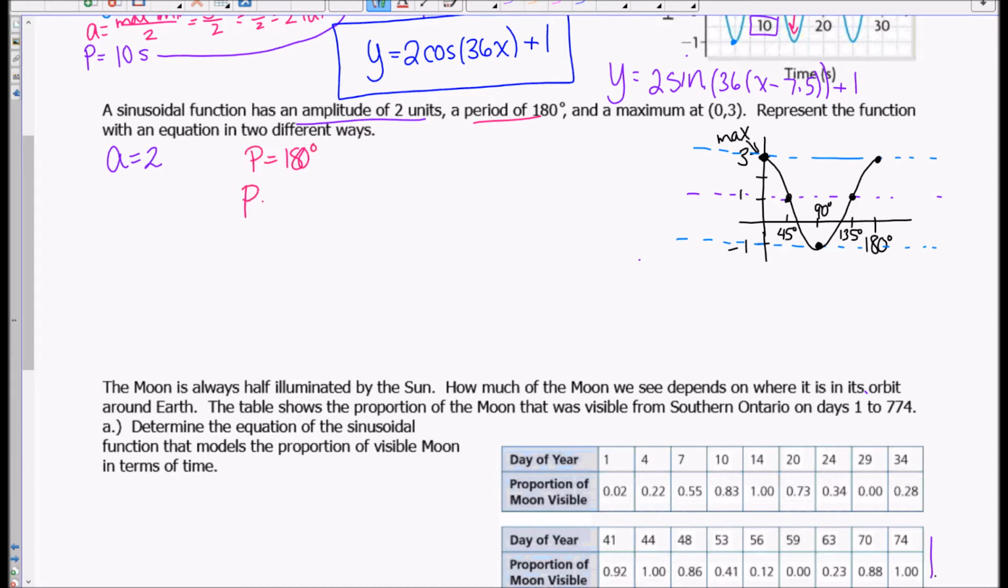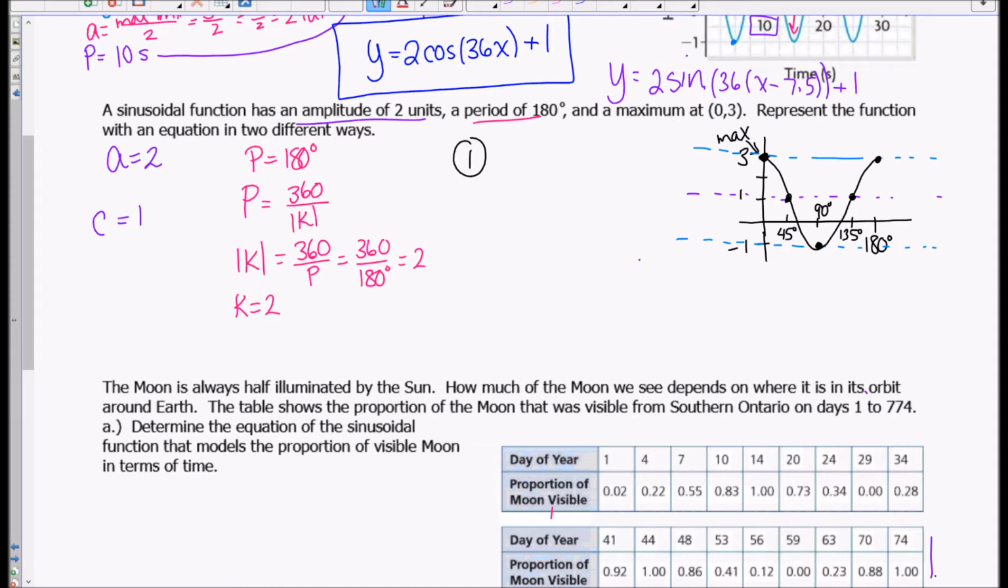And remember, if the period is 360 divided by the absolute value of k, then the absolute value of k is equal to 360 divided by the period, which is 180 degrees. So our k value is 2, okay? And then we also figured out that our axis equation is going to be at 1, so that means that c is 1, okay?